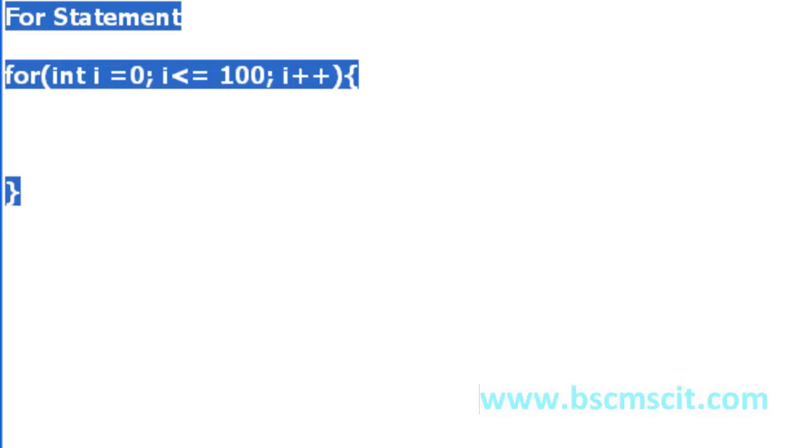So let me just clear this. For each statement: use for each statement when you have object collection, list generic collection, and other array collection list, because for each statement iterates the item values from these collection lists. So whenever you have array collections or list generic collection or other object collections, then it is best practice to use for each statement. So this is about the for each statement. Let me just show you the syntax now.